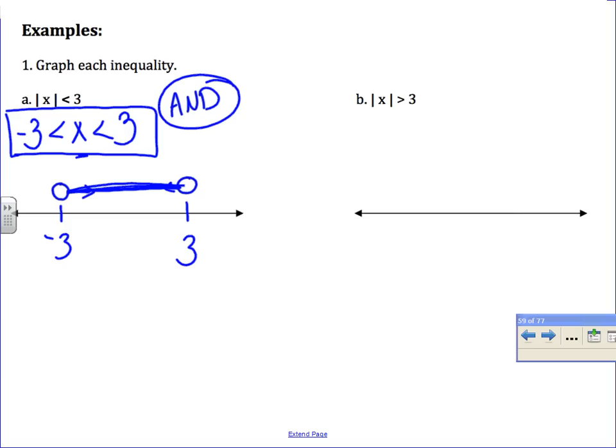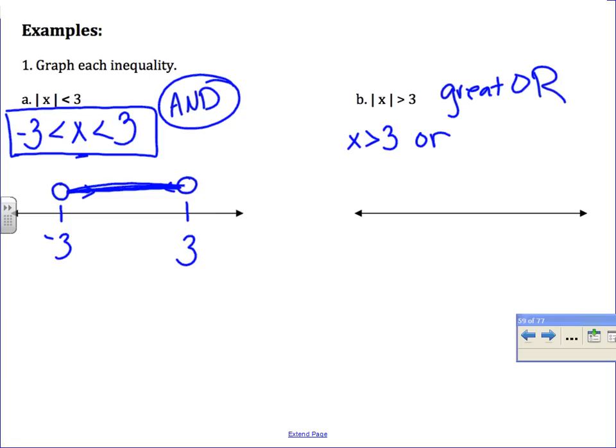Okay, let's go to letter B. Letter B, we have absolute value of x greater than 3. So it's greater. So we know it's going to be an "or" compound inequality. Very first thing that we'll do is drop down the absolute value of x greater than 3 and just rewrite it without the absolute value symbol.